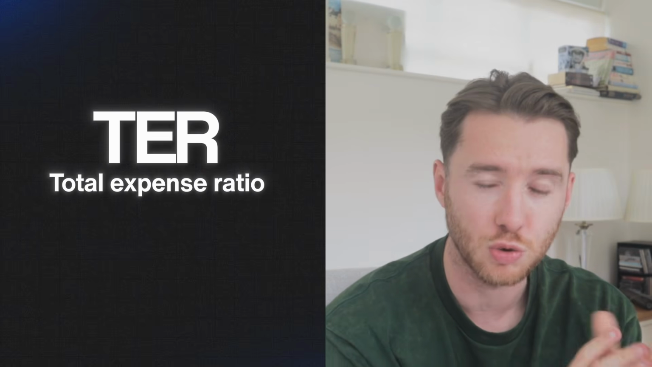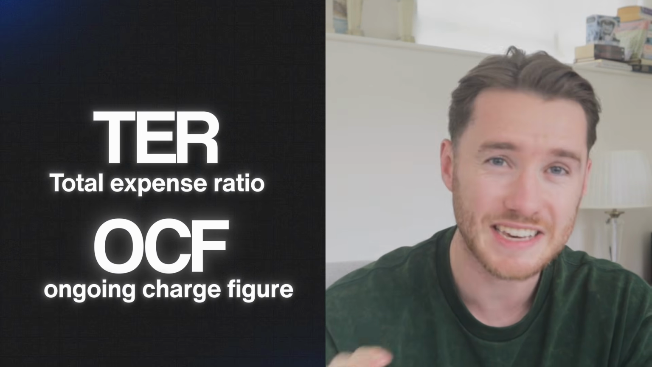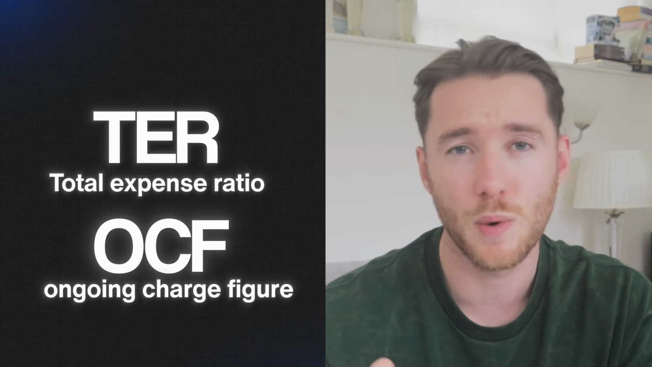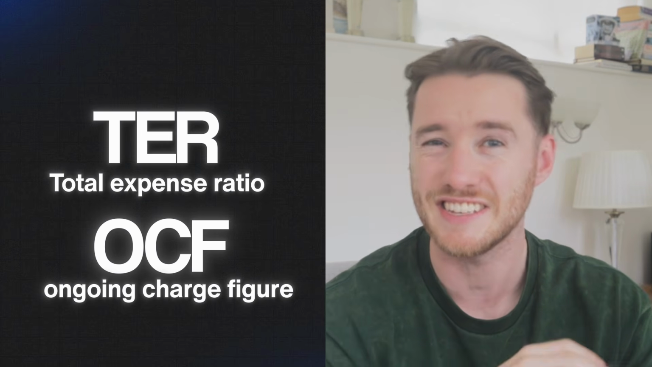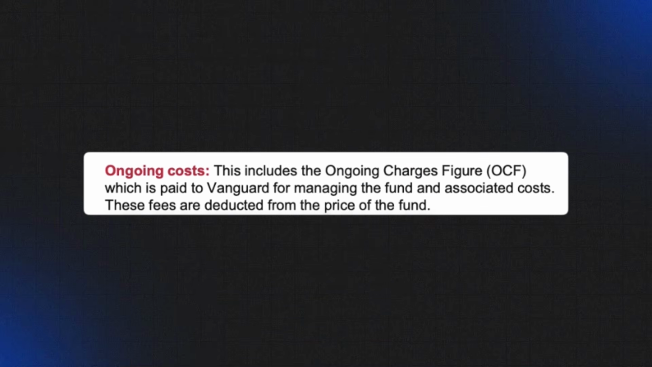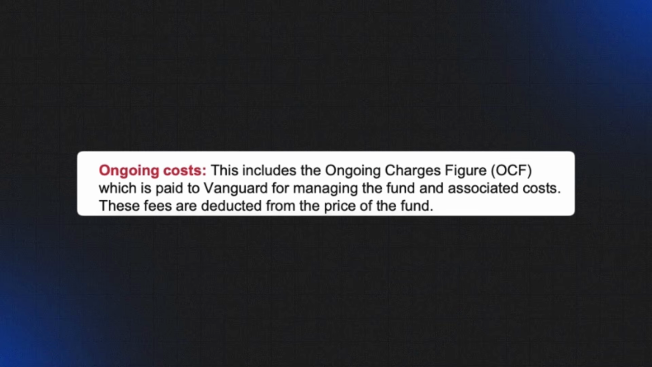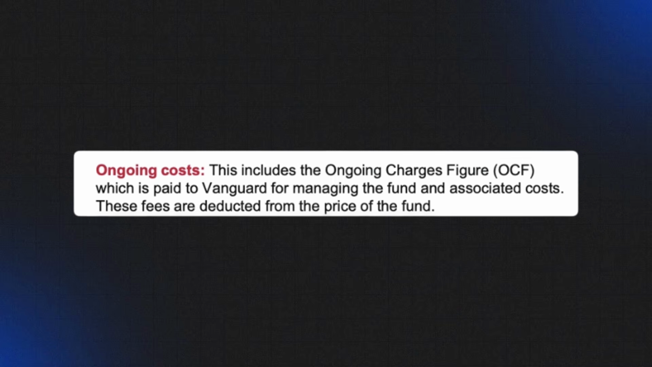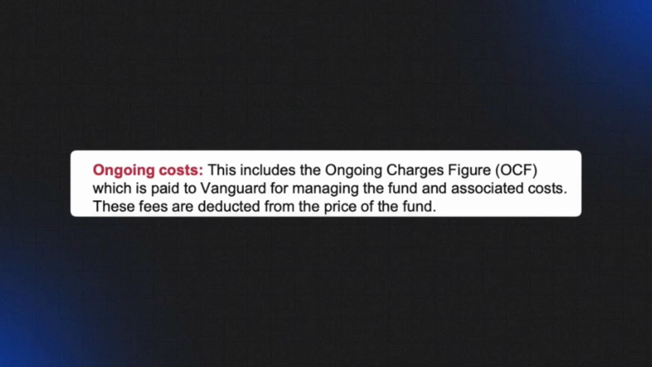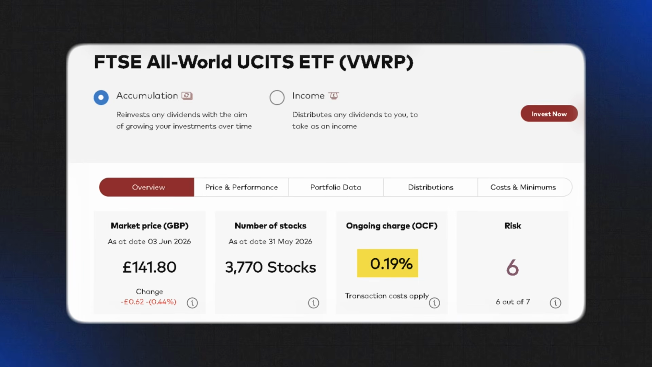Firstly, we have the TER, total expense ratio, or sometimes called the OCF, ongoing charge figure. This is the headline fee that you will see when investing into a fund, and this is essentially the ongoing cost for the fund provider of operating the fund. Using Vanguard's VWRP as our example for now, although don't worry, I will go through State Street and iShares examples shortly, the ongoing charge figure is 0.19%.